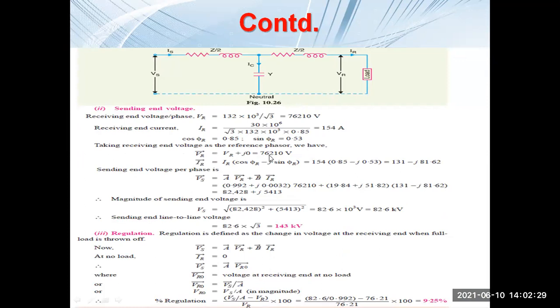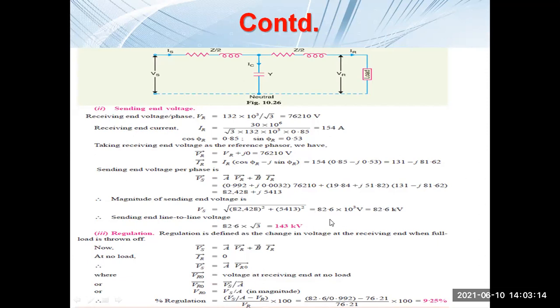VR equal to VR plus j0. So this is your VR. IR equal to IR into cos phi r minus j sin phi r. This we'll substitute. So VS equal to, we'll apply this formula, VS equal to AVR plus BIR. A, B, C, D all values are known, VR and IR are known. We'll substitute and get this value. VS means we have to take the magnitude, square root of the real part squared plus the imaginary part squared. So this will be something like 82.6. Now this voltage is basically your phase voltage. If we need to calculate in terms of line to line voltage, this will be multiplied by root 3.